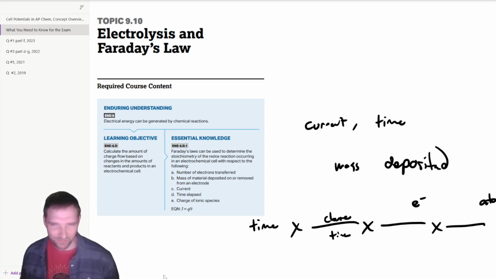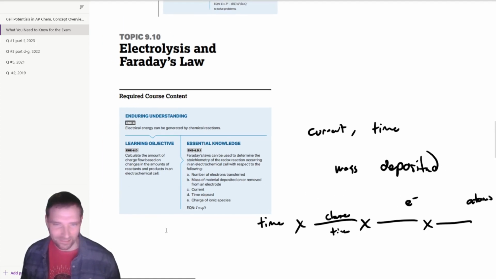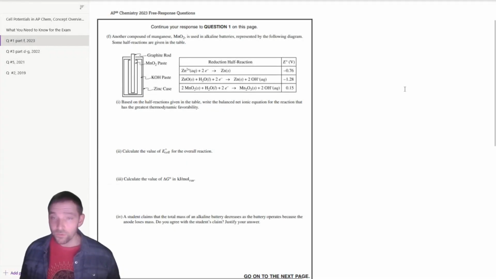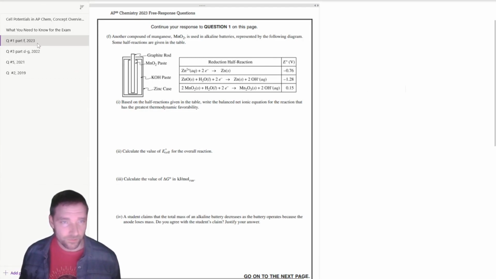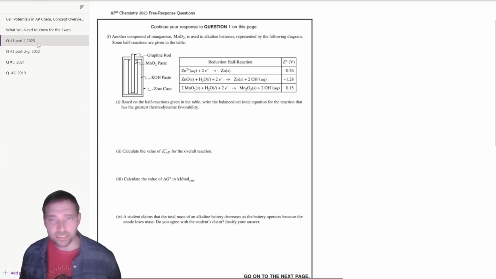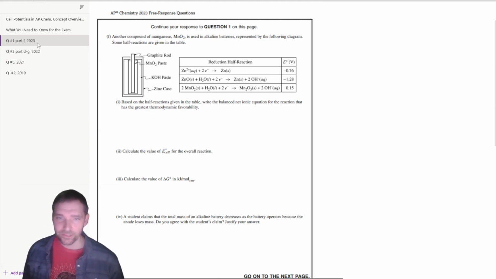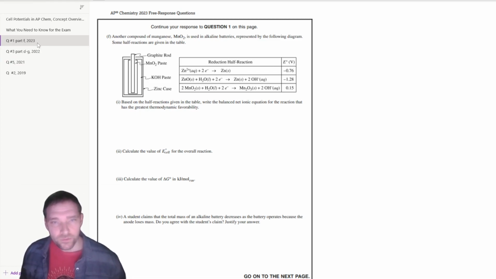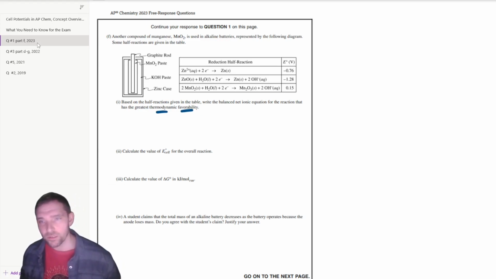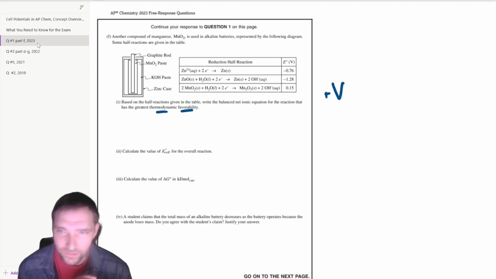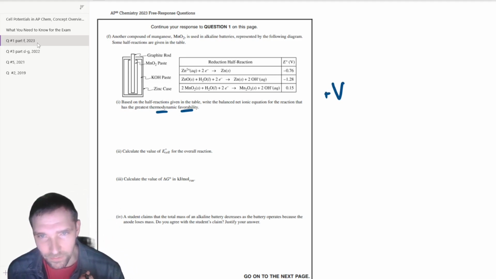Like the one from last year was kind of like this, but you need to be careful with the wording because it's a little bit different. So for our first example problem, this is the most recent one from 2013. You can see that they've given you a couple different half reactions. And they've also told you they want the thing that's the most thermodynamically favorable. So our goal is to get a positive voltage. That is going to be ideal.